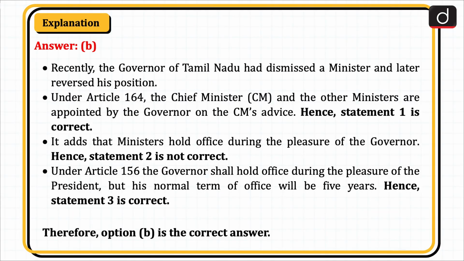Recently, the governor of Tamil Nadu had dismissed a minister and later reversed his position. Under Article 164, the chief minister and the other ministers are appointed by the governor on the CM's advice. Hence, statement 1 is correct. It adds that ministers hold office during the pleasure of the governor. Hence, statement 2 is not correct. Under Article 156, the governor shall hold office during the pleasure of the President, but his normal term of office will be 5 years. Hence, statement 3 is correct. Therefore, option B is the correct answer.